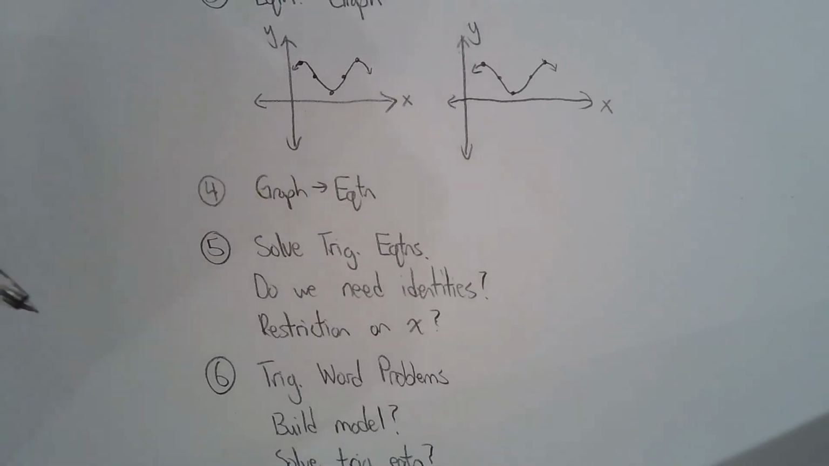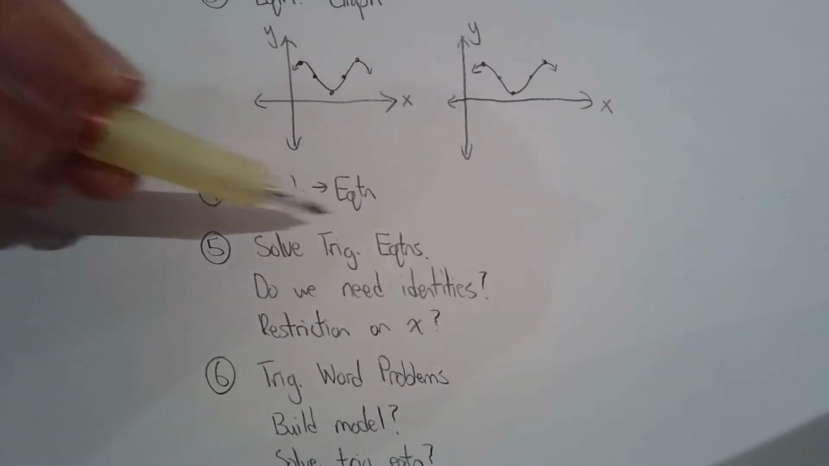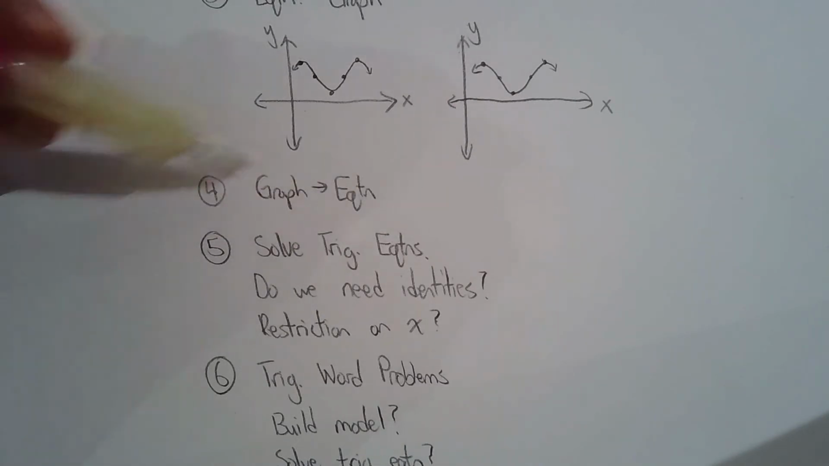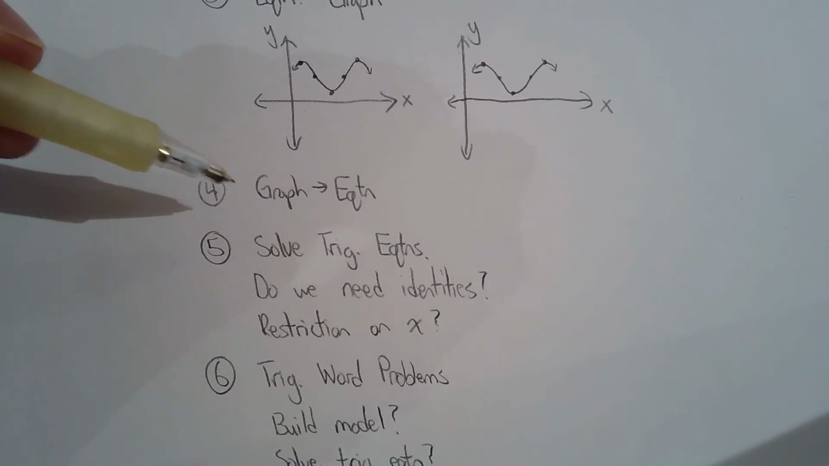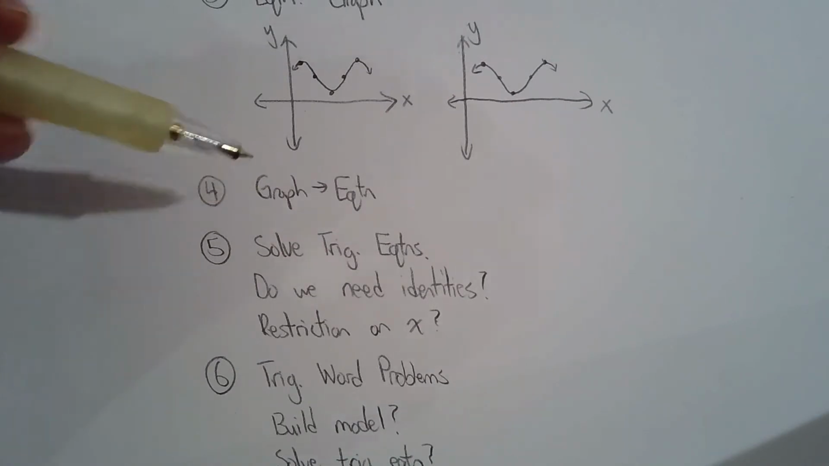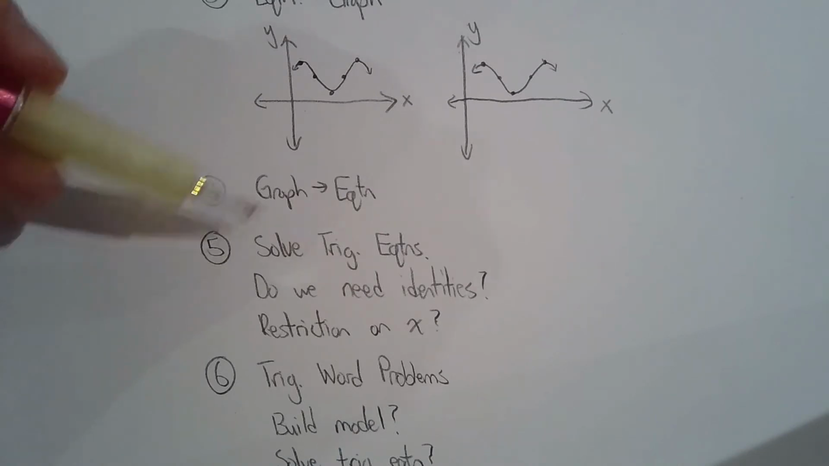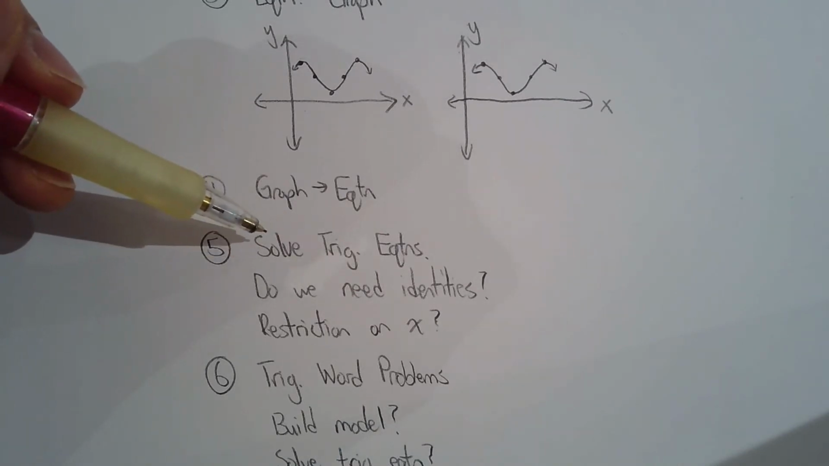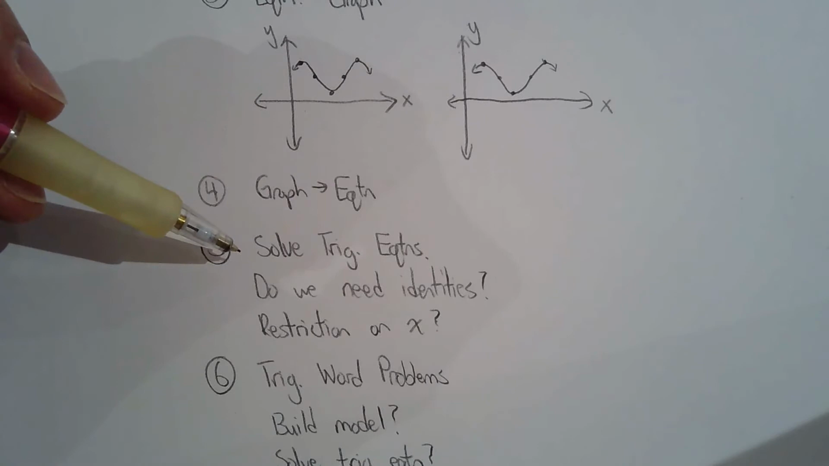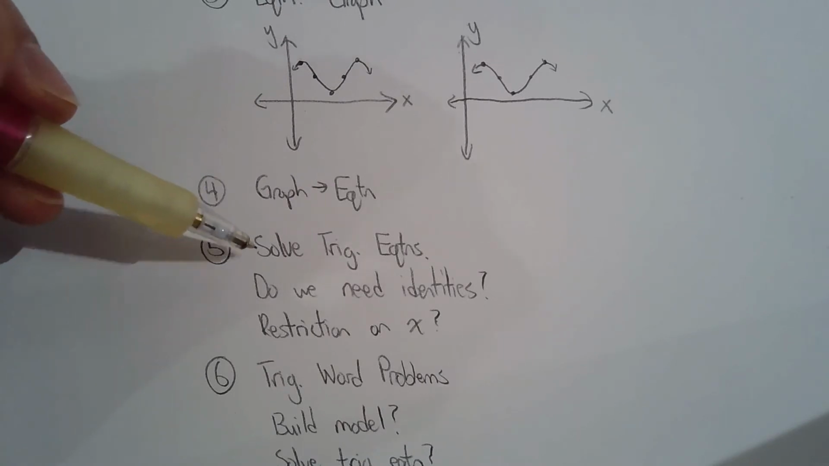That is from the period. So this is actually something I find most students are very good at, and you should have also done this in grade 11. Okay, number 5. So this is where most students struggle: solving trig equations. It's basically the intense algebra part of this chapter.